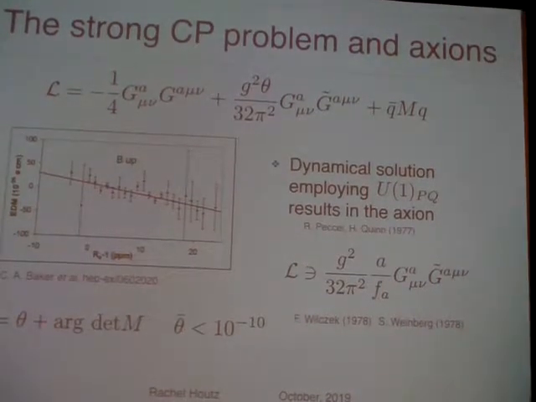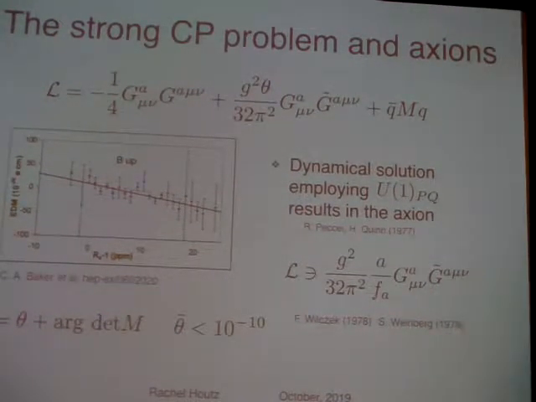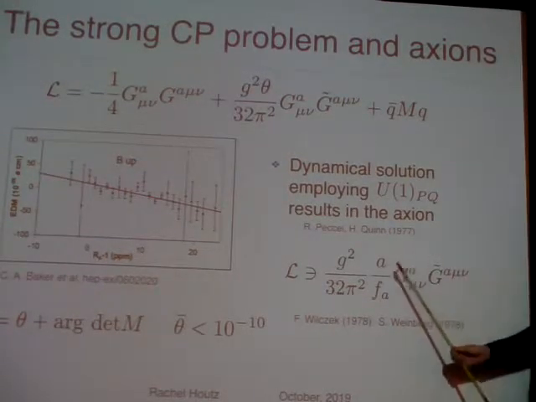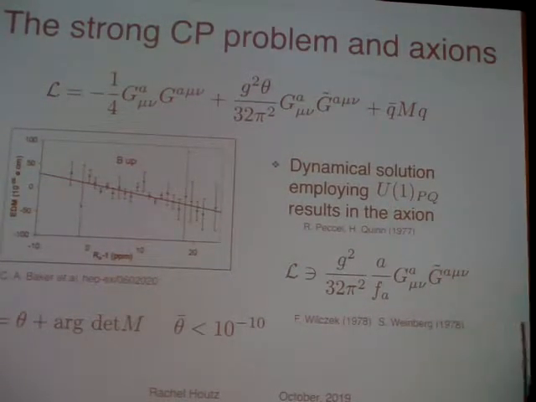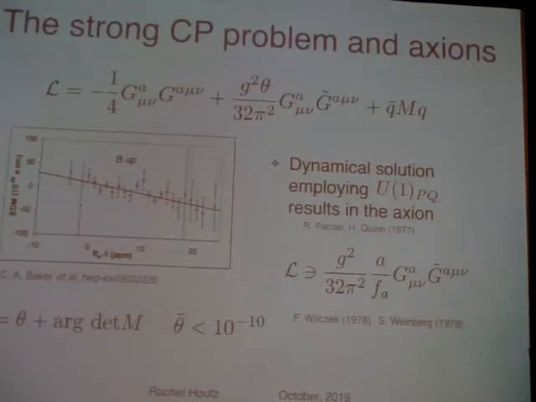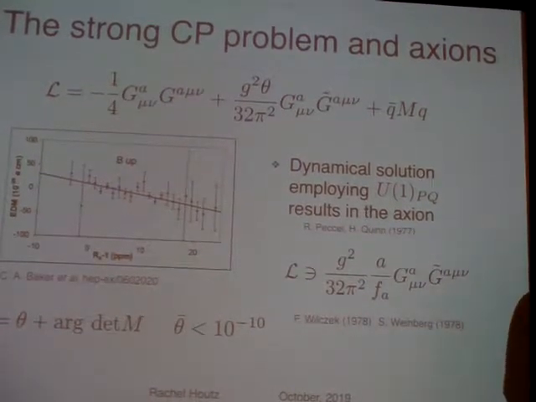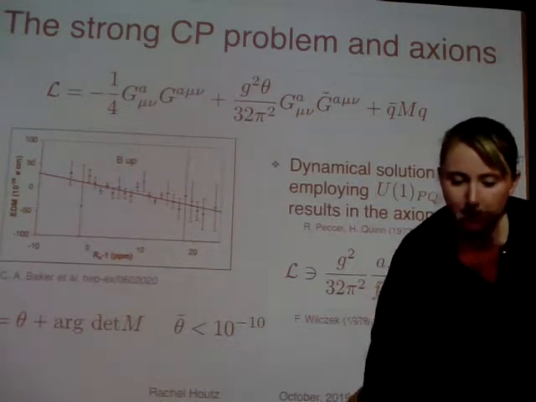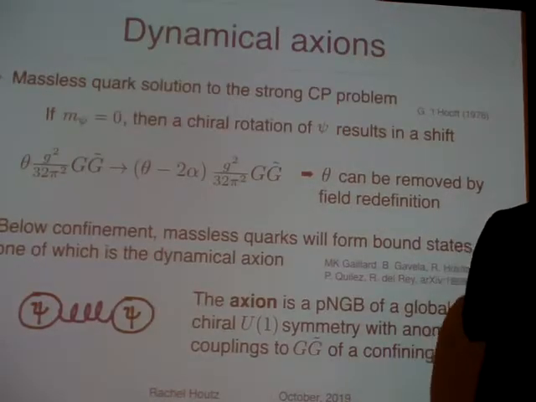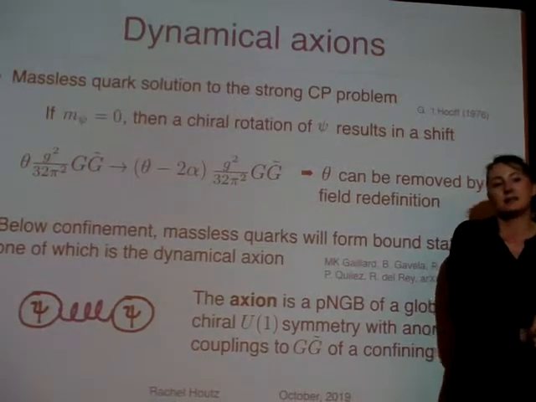One of the dynamical solutions is to enhance the theory with a Peccei-Quinn symmetry. When the symmetry is spontaneously broken, there's a resulting pseudo-Goldstone boson, which is the axion. You can think of the axion as promoting the theta parameter to a dynamical field, and then the axion goes to a CP conserving minimum. So I'm going to introduce an idea of dynamical axions.